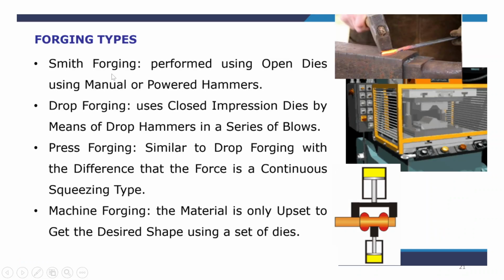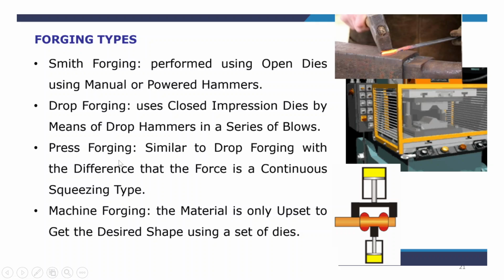Now the types of forgings: smith forging, drop forging, press forging, and machine forging. In case of smith forging, it is performed using open dies with manual or powered hammers. As shown here, this is an example of smith forging. Drop forging uses closed impression dies by means of drop hammers in a series of blows.